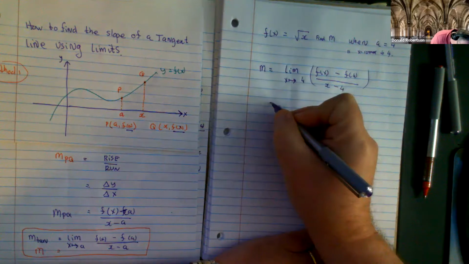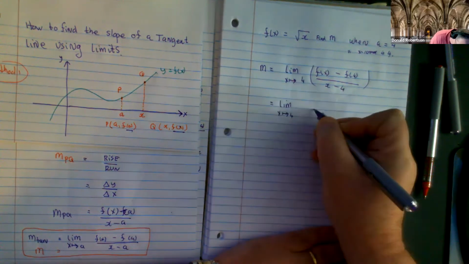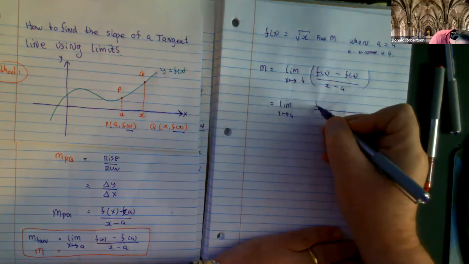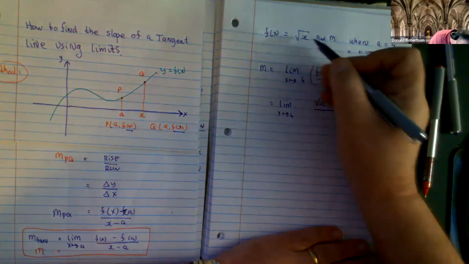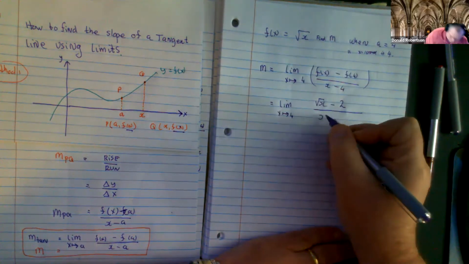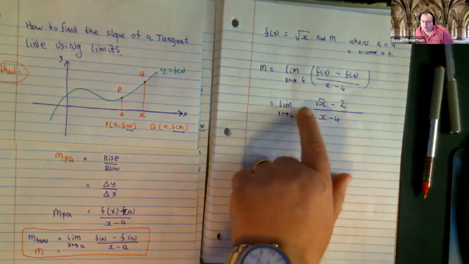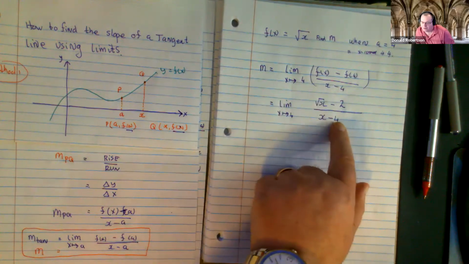Okay. So it's going to be the limit as x tends to 4. f of x is the square root of x. f of 4 is the square root of 4, all over x minus 4. So we need to find the limit as x tends to 4 of this fraction, right? That's basically the rise. This is the run.